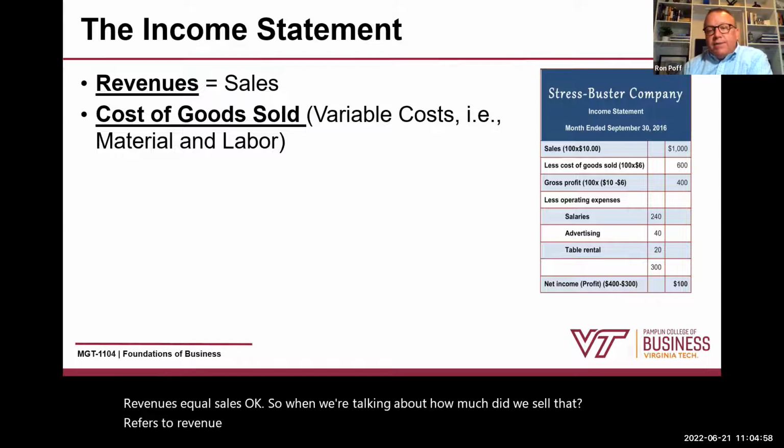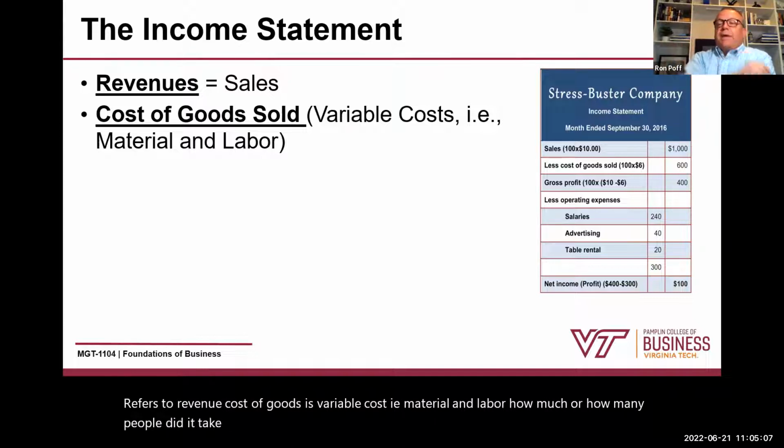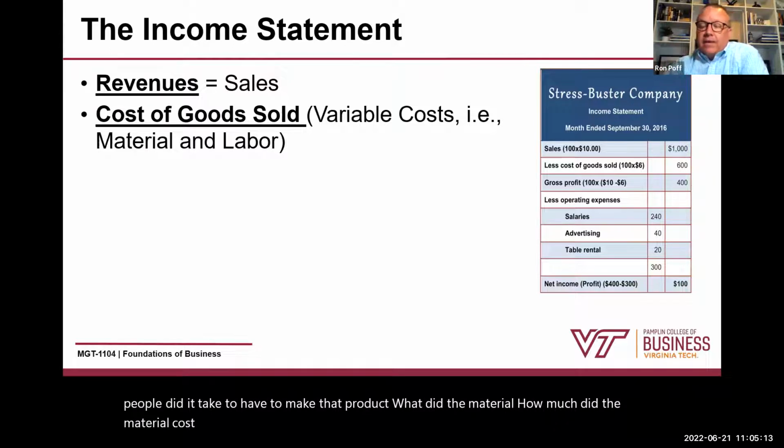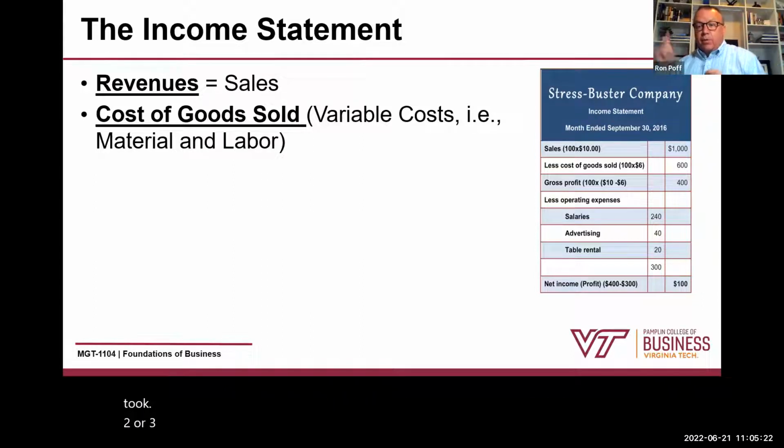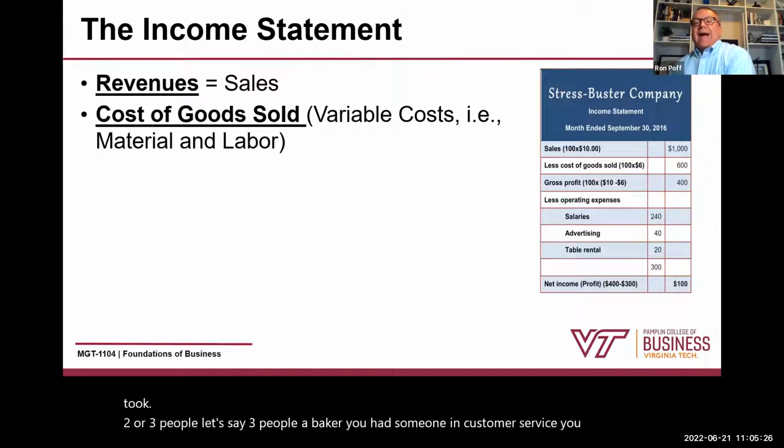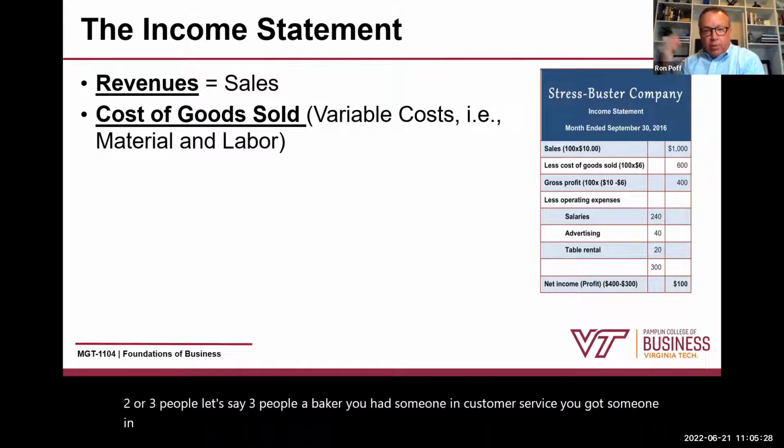Cost of goods is variable cost, i.e. material and labor. How many people did it take to make that product? What did the material cost to make that product? Something as simple as, let's say we had a bakery, okay? And it took 2 or 3 people, let's say 3 people, a baker, you had someone in customer service, you got someone in packaging, all right? So 3 people to do that.